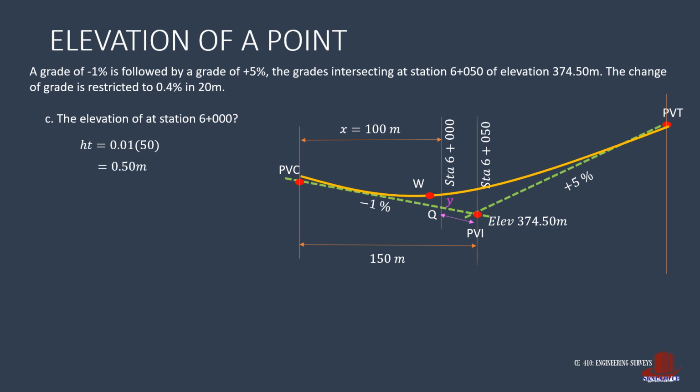With all heights already identified, work on the elevation. So starting from the known elevation of PVI, which is 374.5, add the height of half meter to have the elevation of point Q, which turns out to be 375 meters. Then add y of 1 meter to reach the curve. Thus, the elevation of station 6000 is 376 meters.